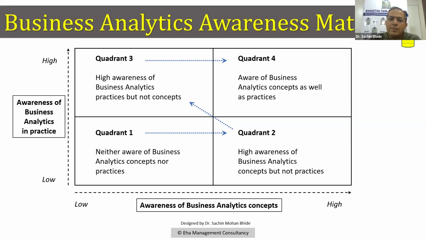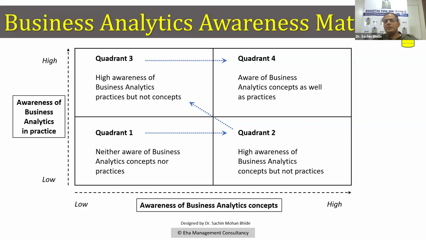And fourth, some are in this ideal quadrant, what I call quadrant four. They are aware of the business analytics concept and also the practice, how it is used and what it is. I believe that based on today's discussion, majority of you are now in quadrant four. Before the session you may have been in quadrant one, two, or three, but now you are aware about the basic concept of business analytics and at least one example of business analytics.